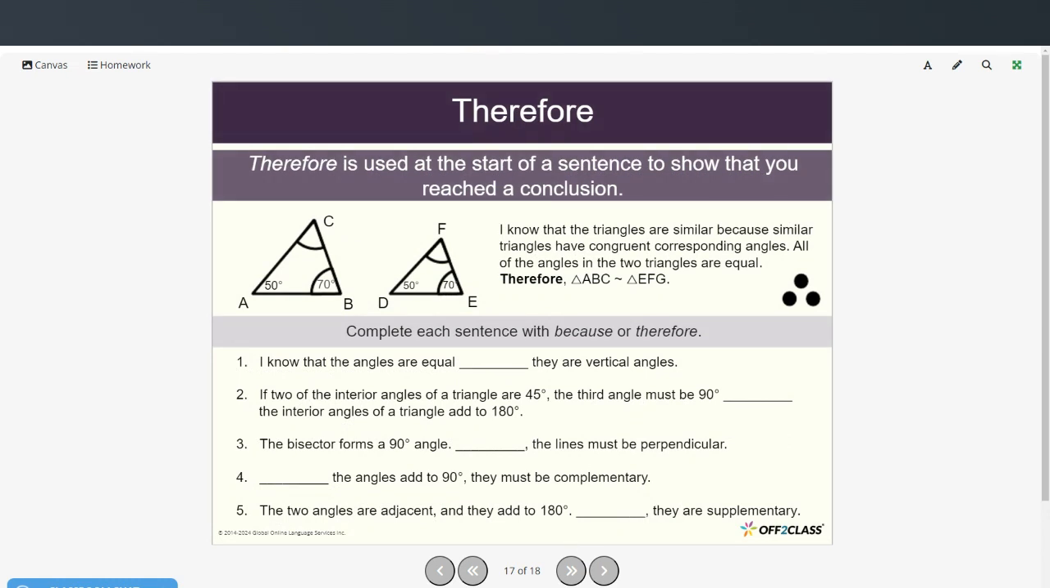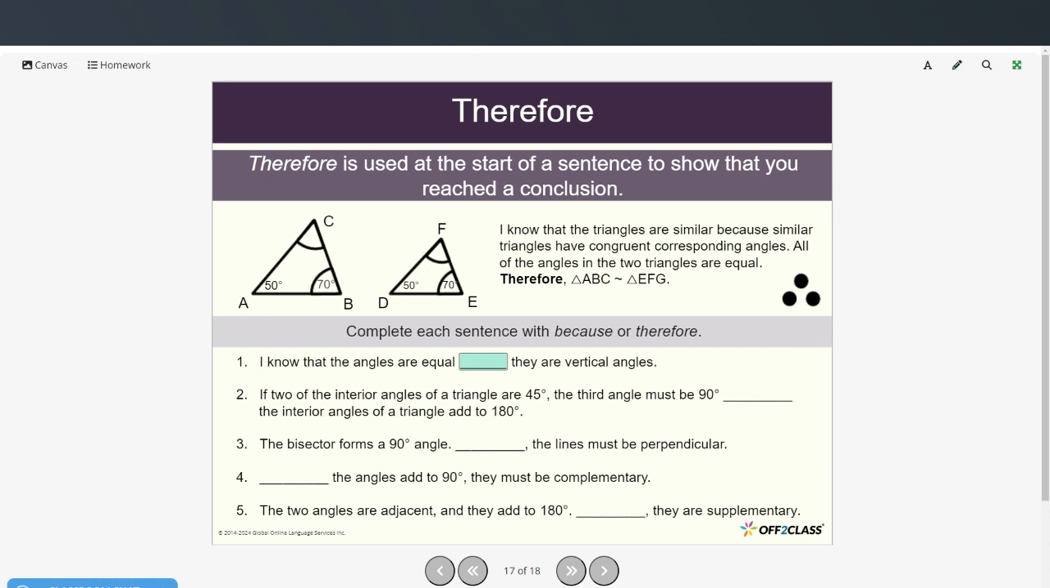Therefore is used at the start of a sentence to show that you reached a conclusion. So here's an example. I know that the triangles are similar because similar triangles have congruent corresponding angles. All of the angles in the two triangles are equal. Therefore, triangle ABC is congruent with triangle EFG. And now complete each sentence with because or therefore. Go ahead and try that on your own, and then you can restart when you're ready to check your answers.